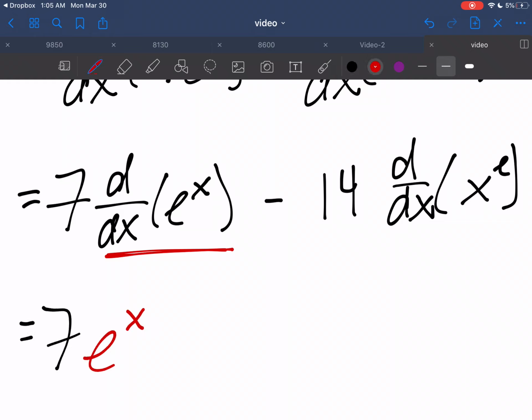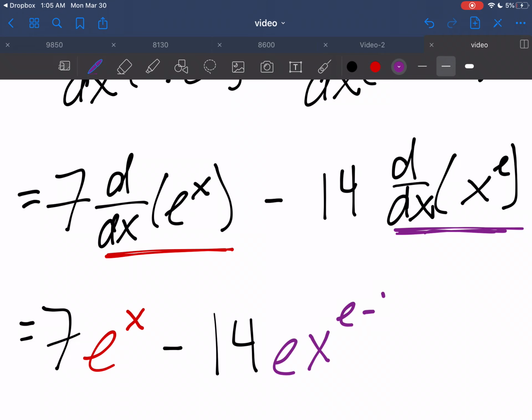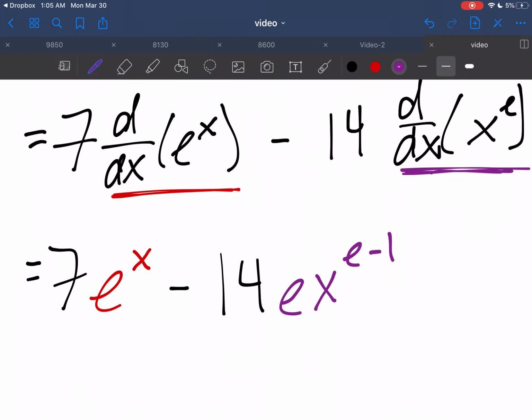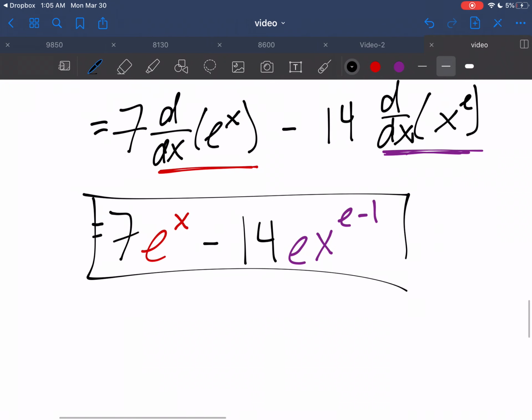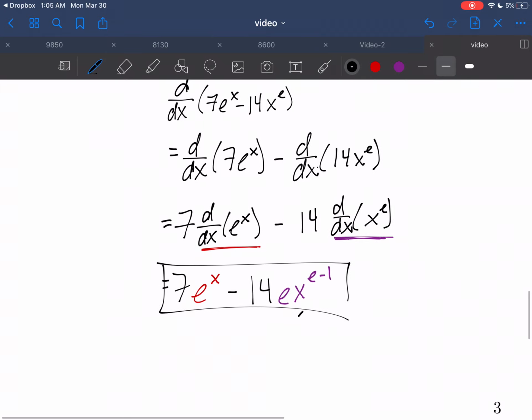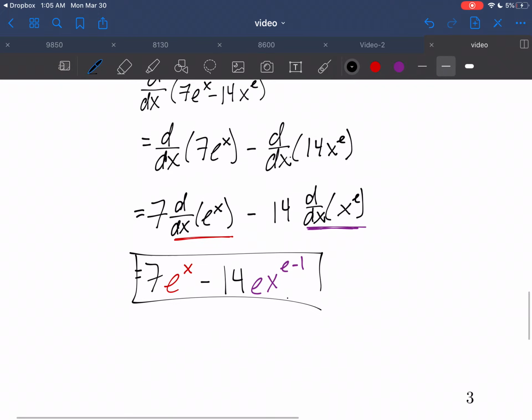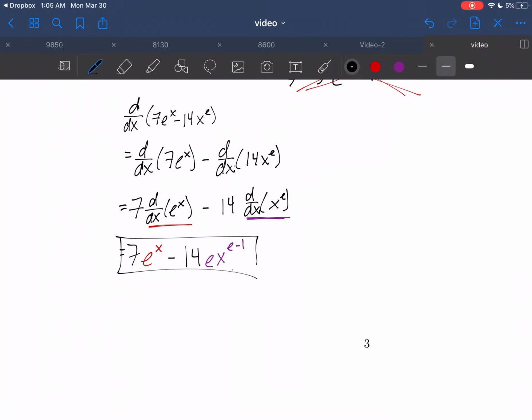So derivative of e to the x is just what? e to the x. And derivative of x to the e, we use the power rule, so that is e times x to the e minus 1. And that would be our final answer, because we can't combine those in any way, really. So there's e.